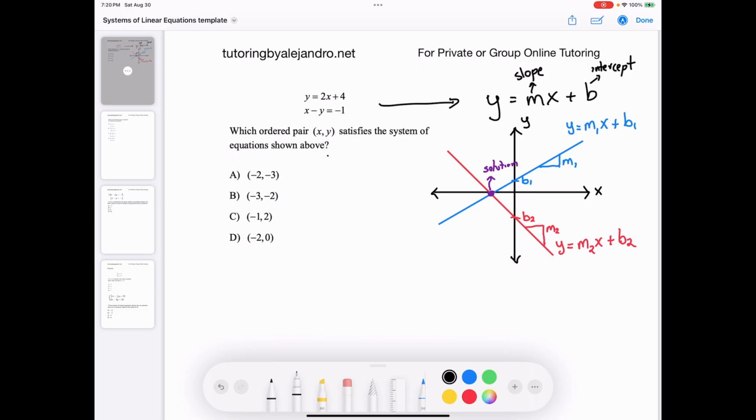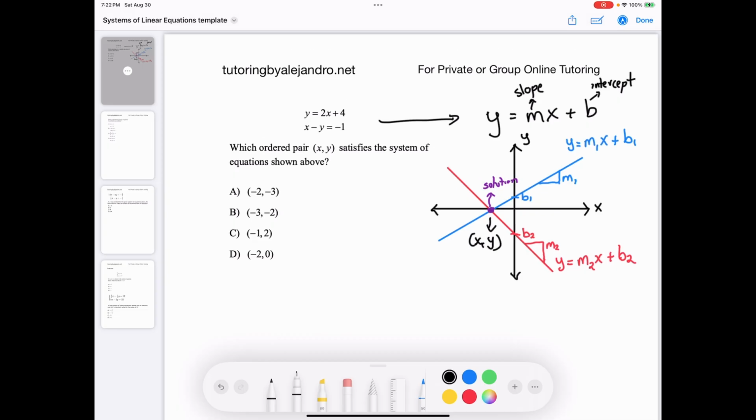So a solution is any ordered pair, right? Because this purple point here that says solution is an x comma y pair, such that if you substitute it in both equations, you'll end up with a true statement. And what do I mean by a true statement? I mean something like this.